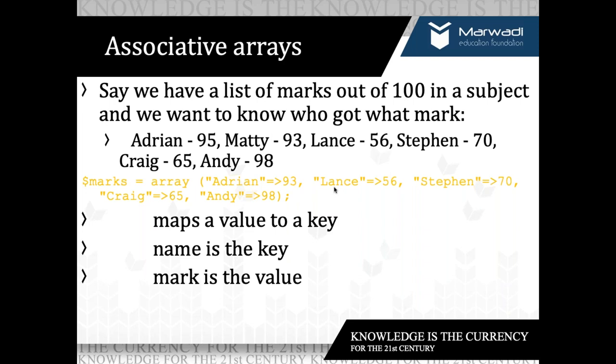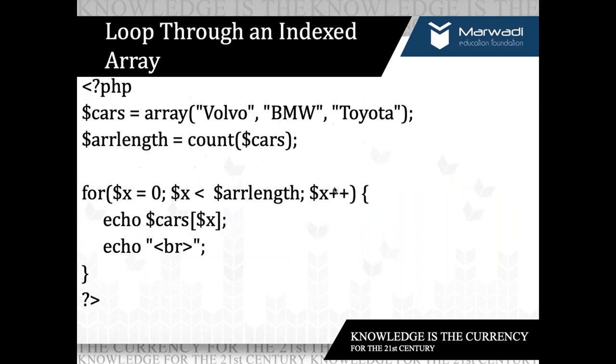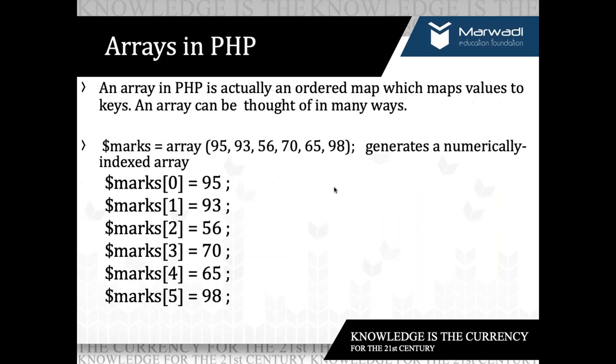Now let's first understand the syntax of this associative array. What do you mean by Adrian, Lenz, Stephen, Craig, and Andy? What exactly is this? You are already aware of the indexed array. Let's get back to that slide. That 95 value, you can see in the slide, is stored on the 0th index. So we know that 0 is an index, and on that index we are going to store some value.